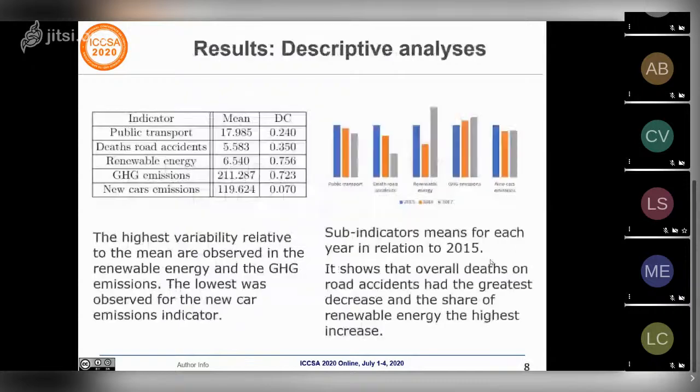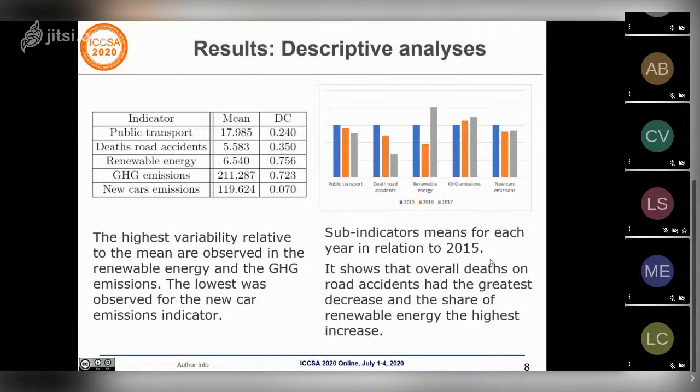efficiency performance. This table shows the mean and the dispersion coefficient of the sub-indicators selected. The highest variability relative to the mean was observed in the renewable energy share and the GHG emissions indicator, reflecting the different availability of renewable energy and the emission policies differences in these countries. The lowest variability was observed for the new cars emission indicator.